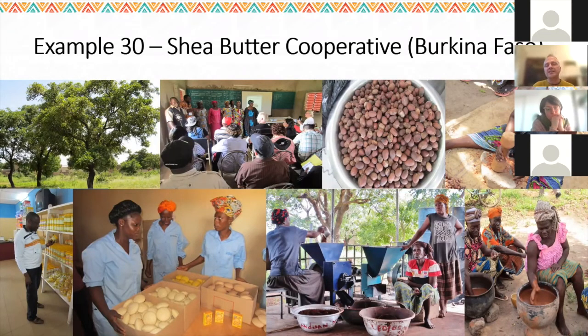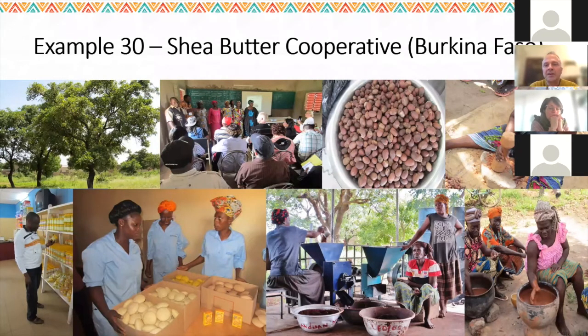And because they had such a large membership group, they were able to offer quite large volumes of shea butter to the market. And you can see the shea butter nuts and the traditional way of pounding those nuts on the right. It's a very labor-intensive process. And then the process for separating the shea from the waste products is done by hand, and it has to be done over many hours.